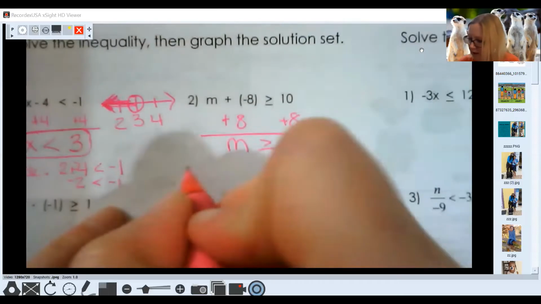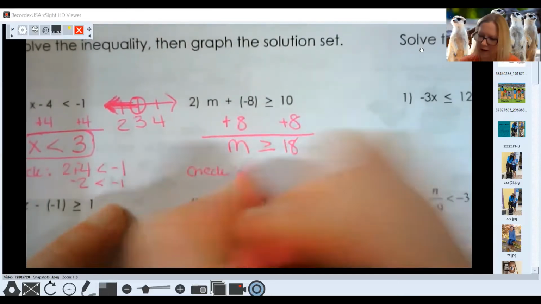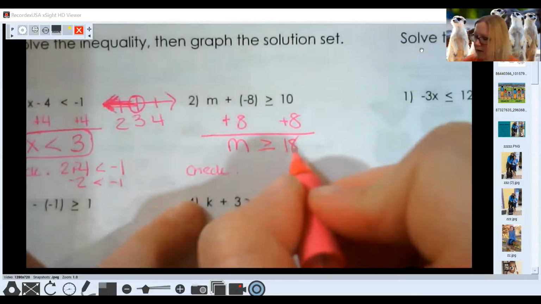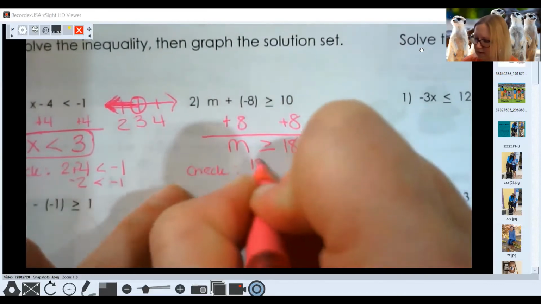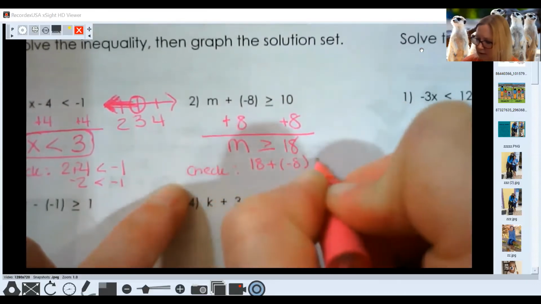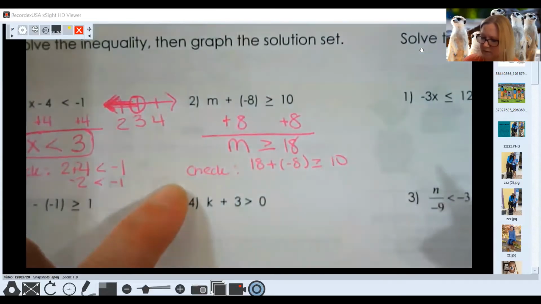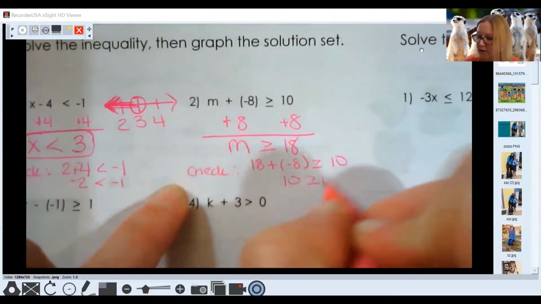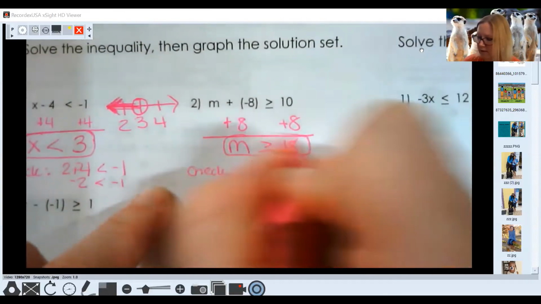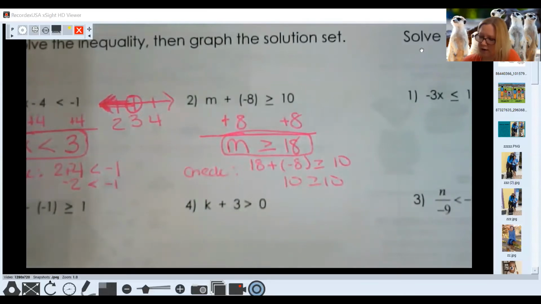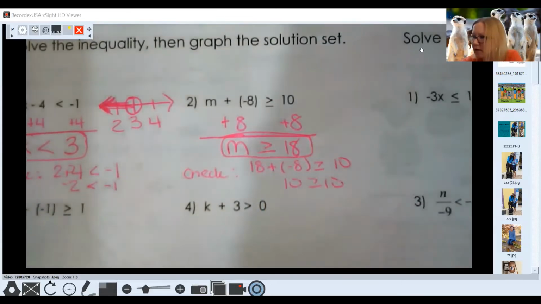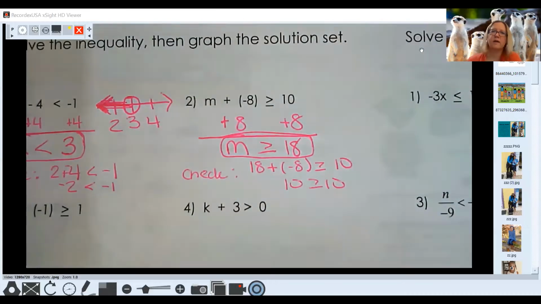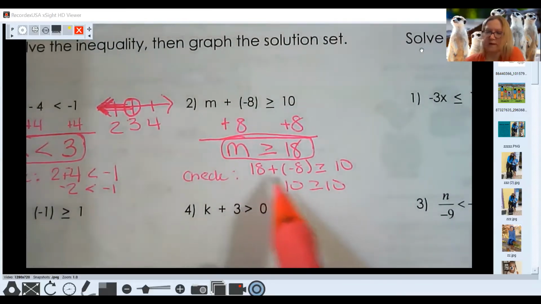All right. To check it, I'm going to substitute. This time I'm going to actually pick that number, so let me pick 18. If I put in 18 up here, 18 plus -8 is greater than or equal to 10. Well, if I check that out, 18 plus -8 is 10. 10 is greater than or equal to 10. All right, and as I said, it's a good idea to choose 2 values, not just one, to check an inequality.